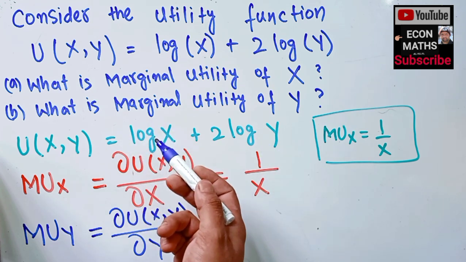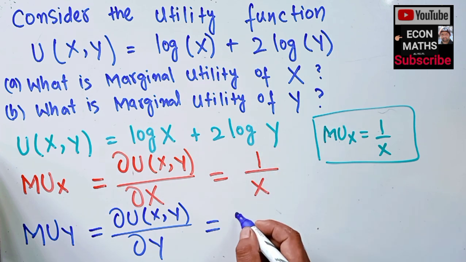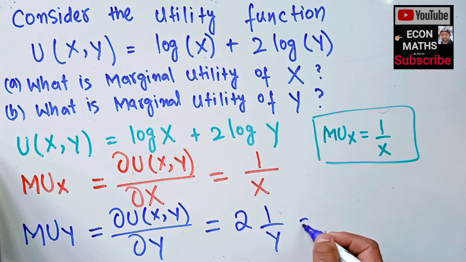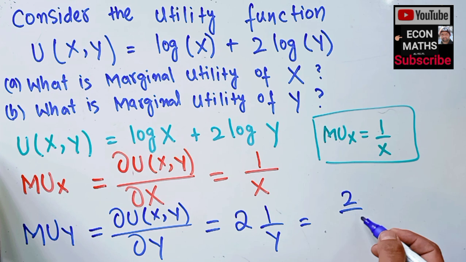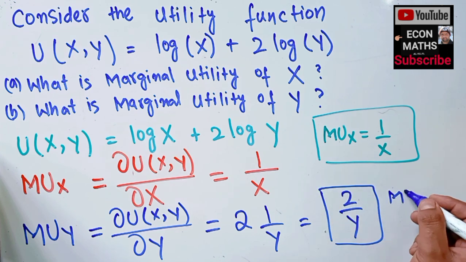Since no y is involved in the first term, its derivative is 0. The derivative of twice log y will be equal to 2, as 2 is a constant and the derivative of log of y is 1 upon y, which comes out to be 2 upon y. This is the marginal utility of good y. Okay, this is our MUY.